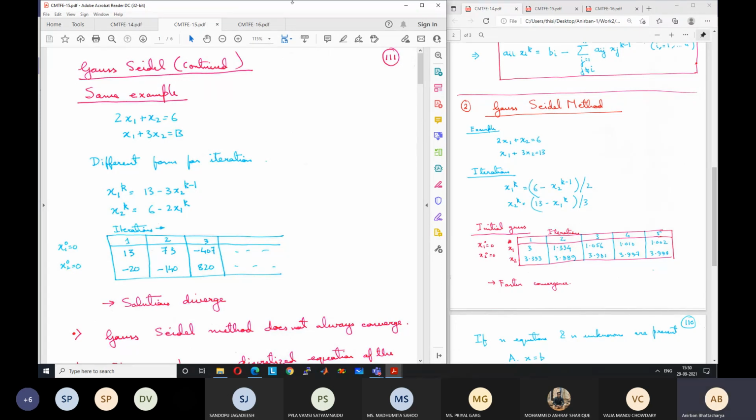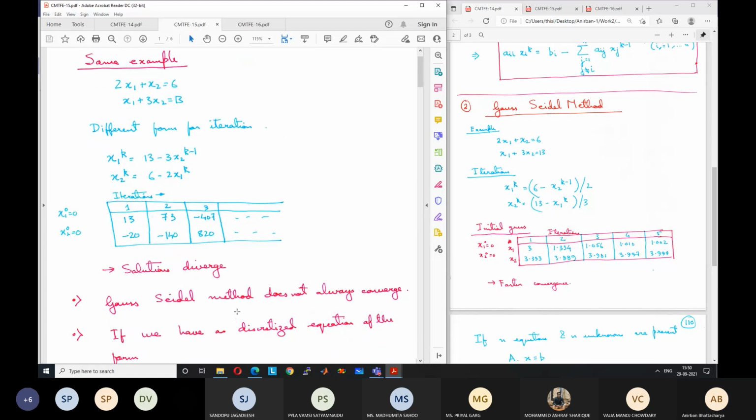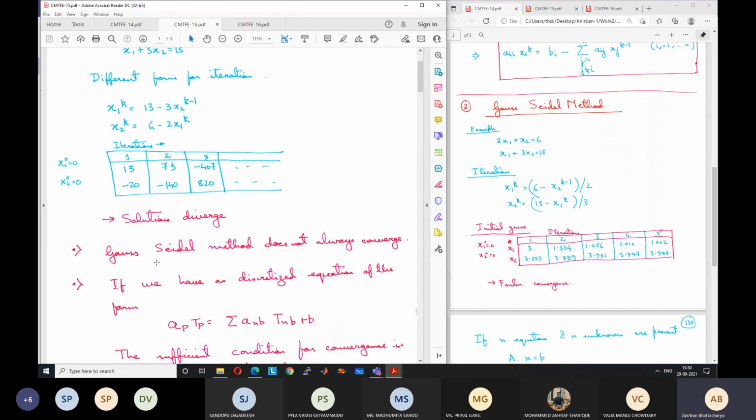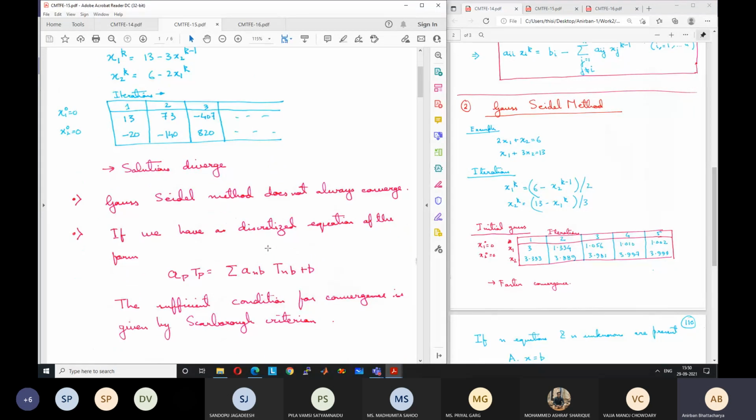So these iterative methods, like the Gauss-Seidel method, do not always converge. There is a condition which needs to be satisfied so that we can go towards a converged solution. Otherwise, there is no guarantee that it is going to converge. It may converge, it may not converge, but we cannot guarantee that. So what is this condition?